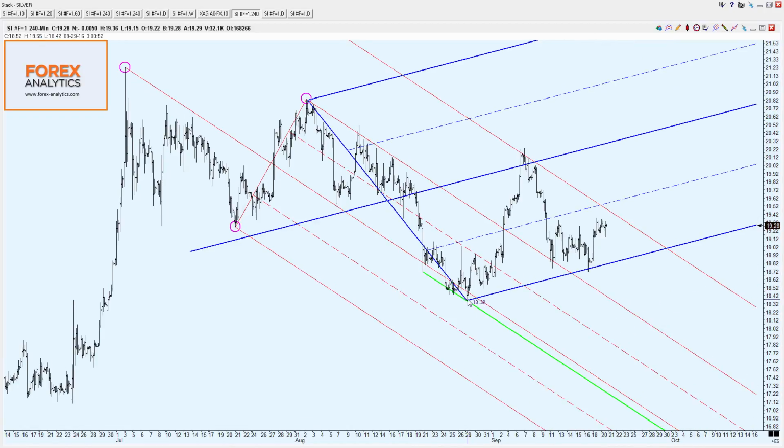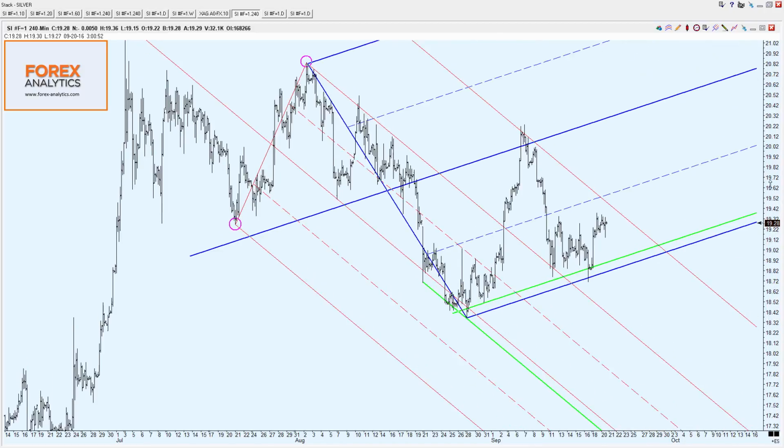We've got a move up pretty much to the median line. It's not perfect. We've come back down. We've tagged this pretty exactly. But we can go a little bit deeper than that. What we can do is just draw in a sliding parallel across there.